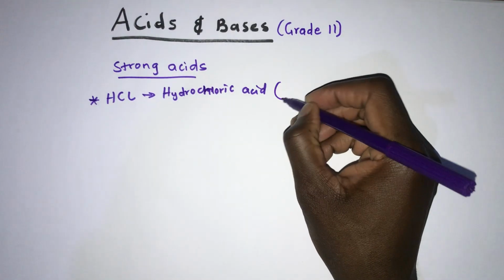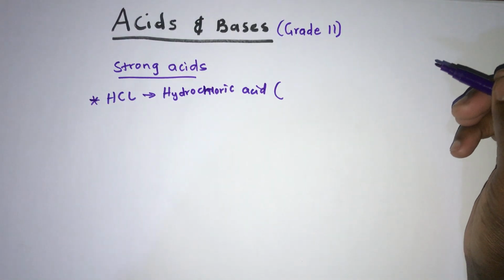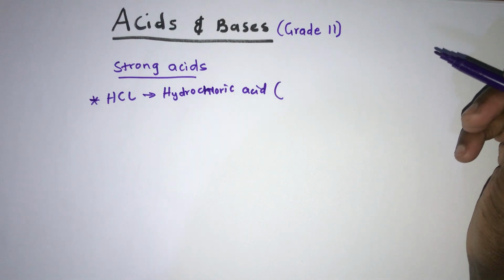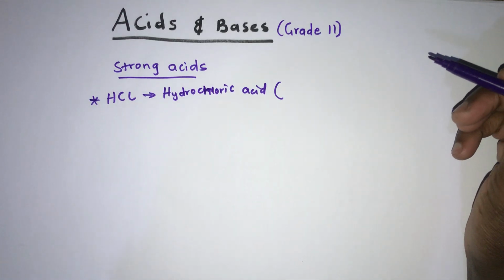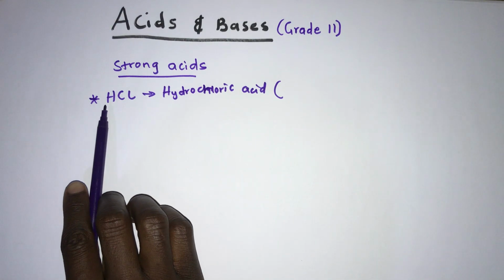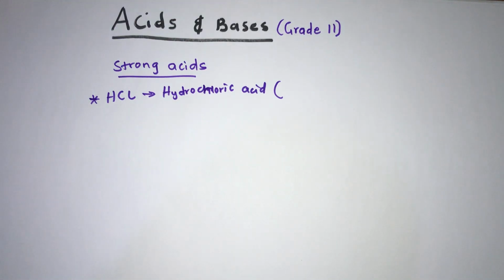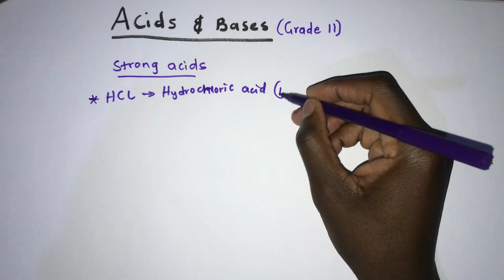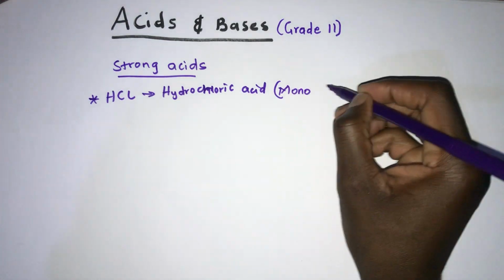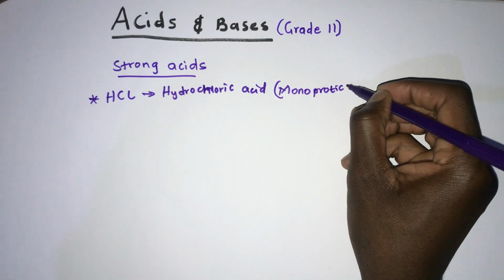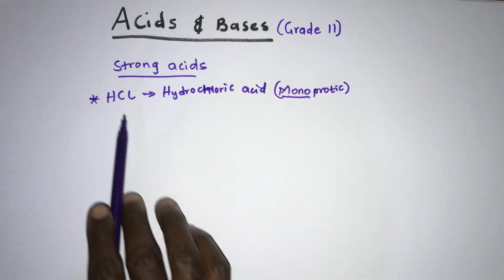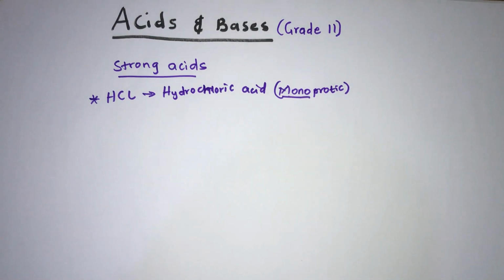And now, since we're going to talk about Lowry-Brønsted theory, it says an acid is a proton donor. So it donates hydrogen. Since this one has only one hydrogen, it's going to give one hydrogen away. So we're going to say this one is a monoprotic acid. Mono means one. So this one is going to give one hydrogen away.